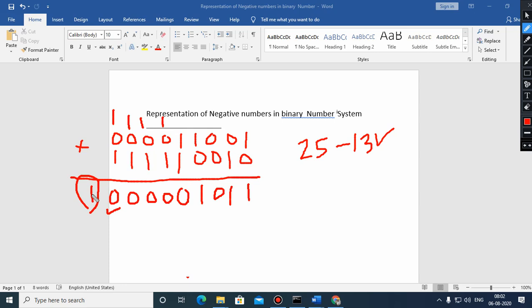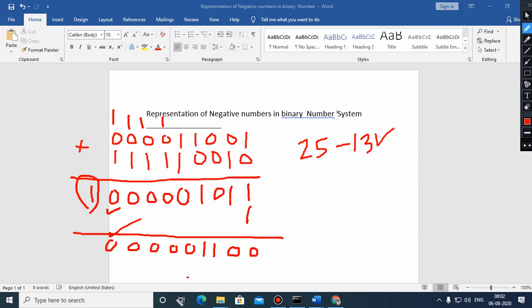So in 1's complement, what we are going to do is utilize this overflow bit here. We are just going to add this overflow bit. So if you add this overflow bit, it becomes 0, 0, 1, 1, and the rest of the bits become 0. This is the sign bit, and the sign bit is 0. So here this is a positive number, and it is 12. So if you see that 25 minus 13, you will get 12.